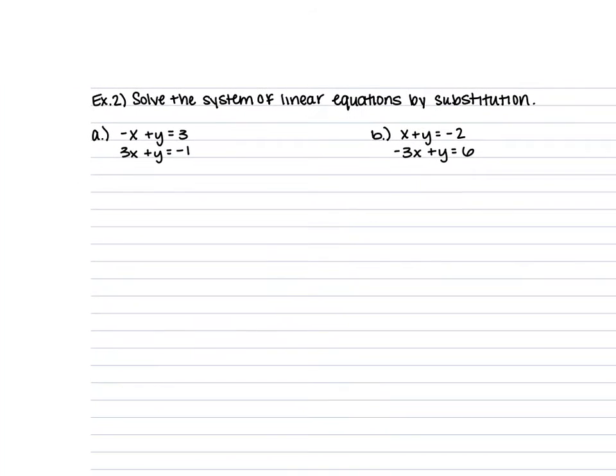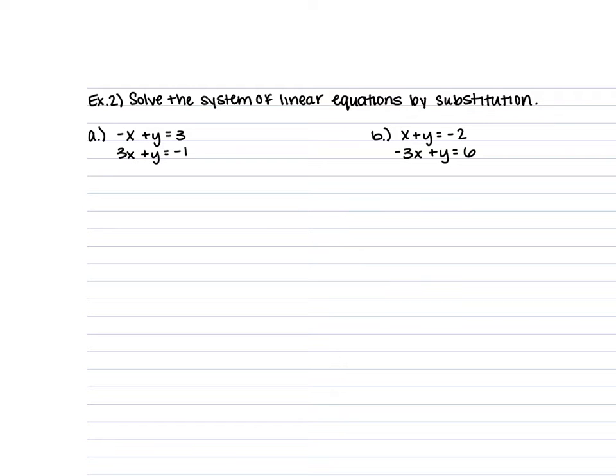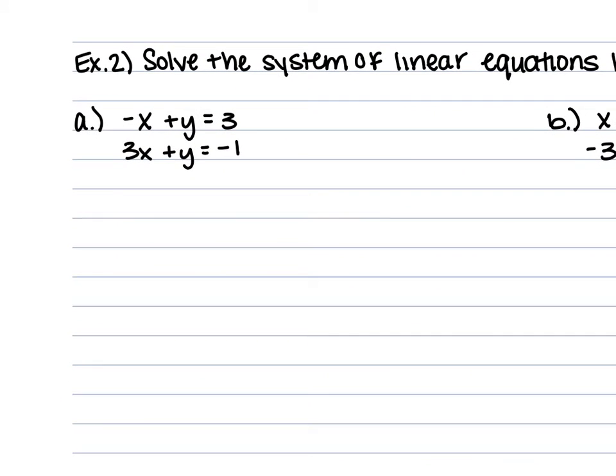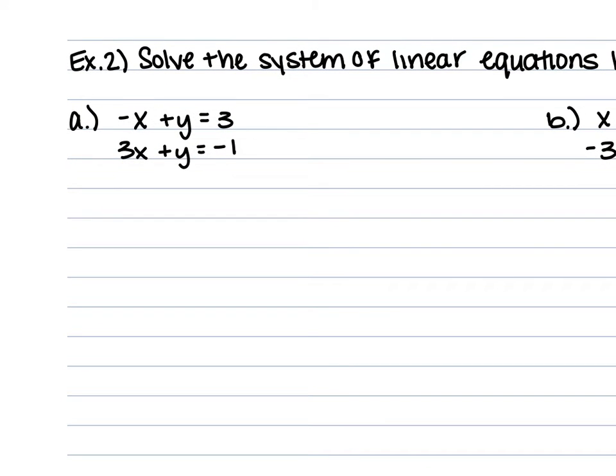If we look at our next set of examples, these equations do not have a variable that's solved for. So we're going to have to pick one of them to solve for a specific variable. If we look at example 2a, we have negative x plus y is equal to 3, and 3x plus y is equal to negative 1. I'm going to choose that top one, that negative x plus y is equal to 3, and solve this equation for y. So I move my x over by adding it to both sides, and just out of habit, I write x plus 3 instead of 3 plus x.